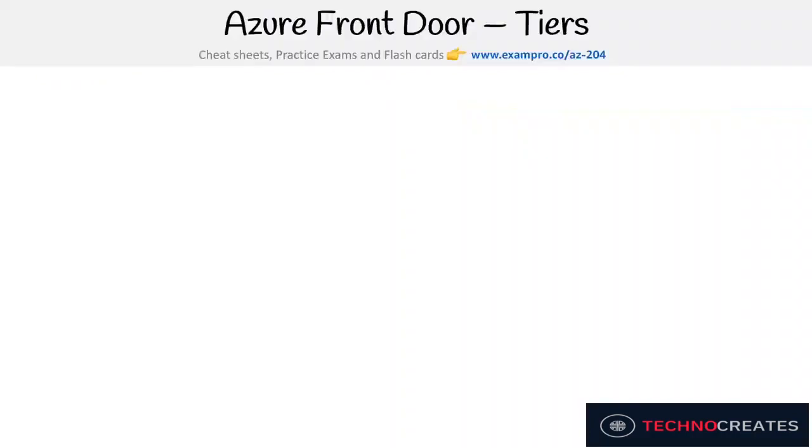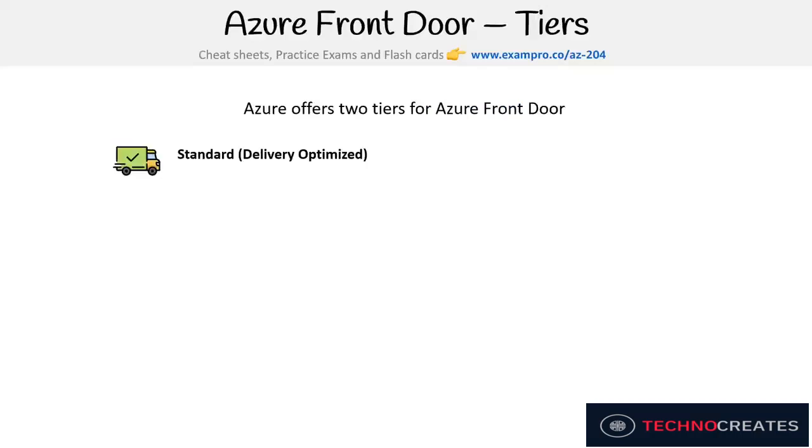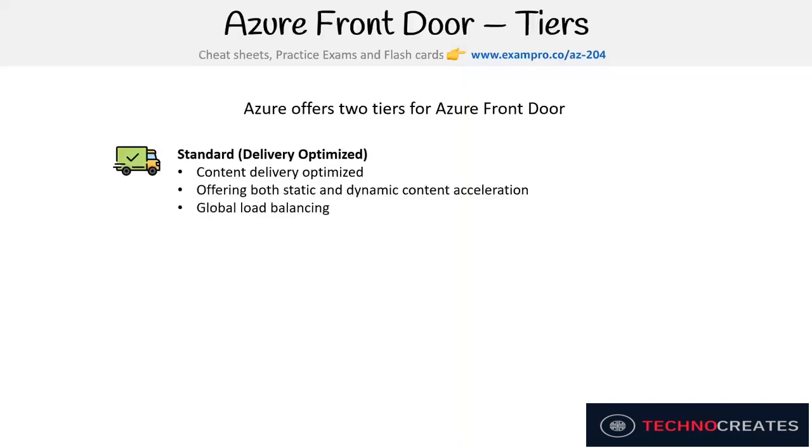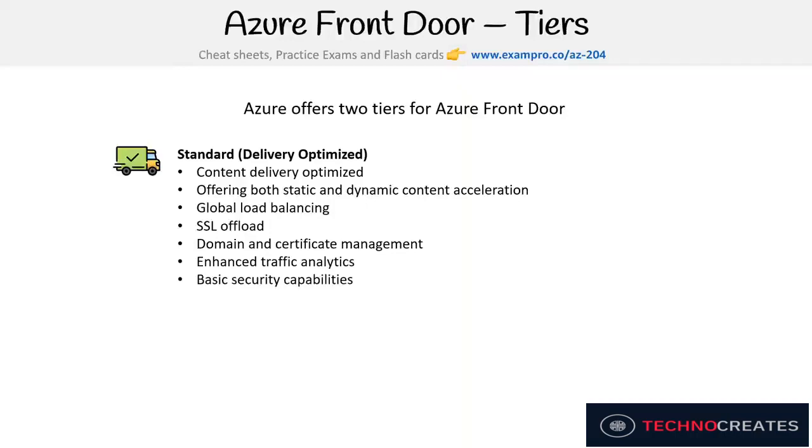All right, let's take a look at what tiers we have for Azure Front Door, because the different tier is going to determine the feature set that is available to us. So Azure offers 2 tiers for Azure Front Door. The first is standard or delivery optimized. So the idea is you have content delivery optimized, offering both static and dynamic content acceleration. We get our global load balancing, our SSL offloading, domain and certificate management, enhanced traffic analytics, basic security and capabilities.